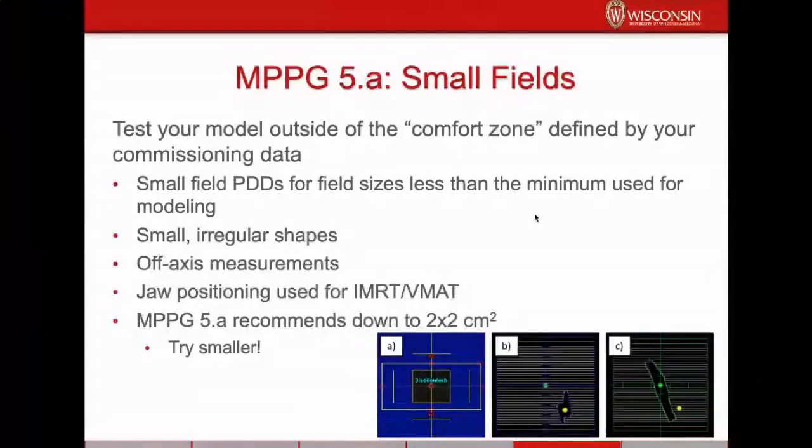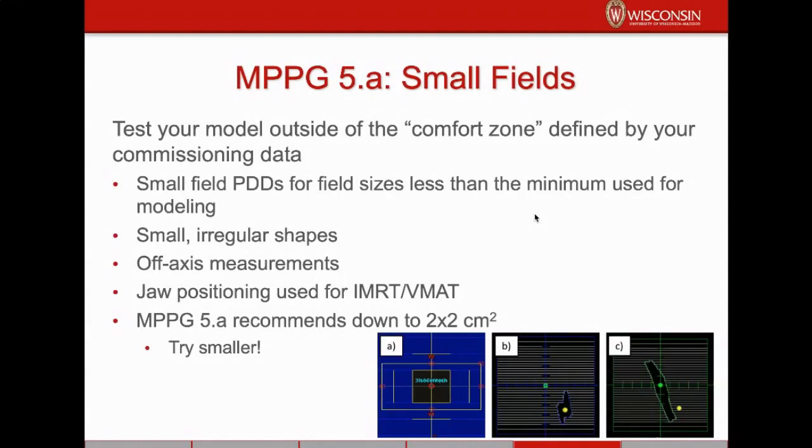Normally we commission with small rectangular fields, and we do everything on the central axis. So, look at small field PDDs for field sizes that are even smaller than your commissioning data. Typically, commissioning data goes down to 2x2 fields. So look at 1x1 centimeter MLC fields and things like that.